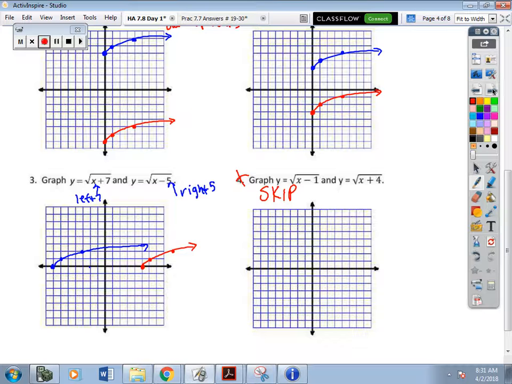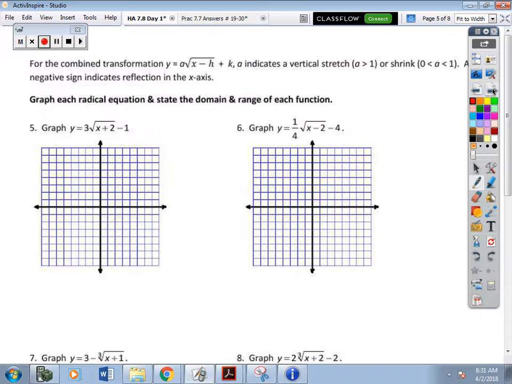We'll skip number 4. On the next page we have some combination graphs. Okay. So again, for our combined transformation, A, the number outside represents a vertical stretch or a shrink. And if you have a negative, that will indicate that it's been reflected downward across the x-axis. Now, notice that all of these have A values. Okay. I would suggest a table of values for the A values.